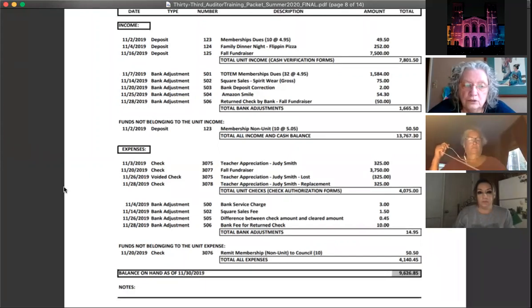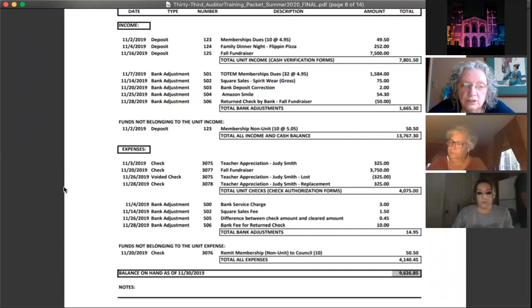Then under expenses, you'll have your checks. And there we see a teacher appreciation check for $325, and that's the one that we saw before and the check request that we saw before. And I wanted to put a voided check. This is where they should be including their voided checks, and that would be the $325 taking it out, and then we've issued a replacement check. So you want to make sure they're making that clear, that there is a replacement check and the other check has been lost, and they're recording that.